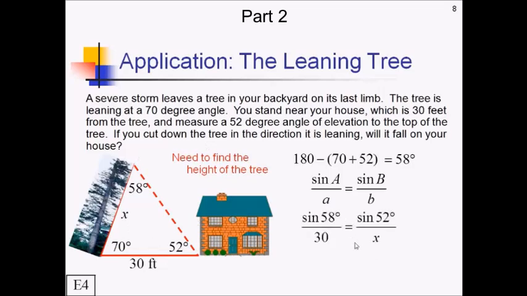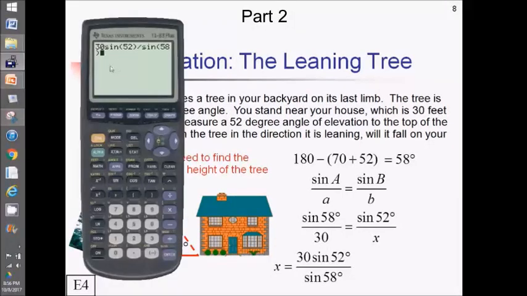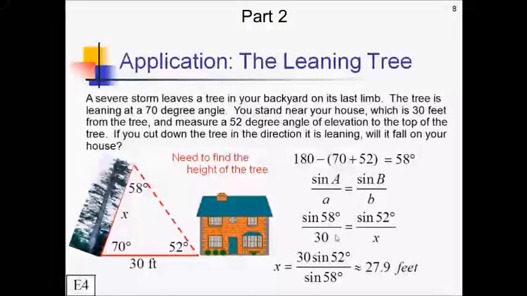And now the algebra is a little bit different because we're looking for a missing side, not a missing angle. Probably the fastest way to do this algebraically is to multiply, or actually just switch x and sine of 58, so move sine of 58 down here, and then multiply both sides by 30. Basically cross multiply, but then divide by sine of 58. And let's plug this into our calculator. So we've got 30 times sine of 52 divided by sine of 58. Calculator says that is going to be 27.9 feet for this real-life problem.